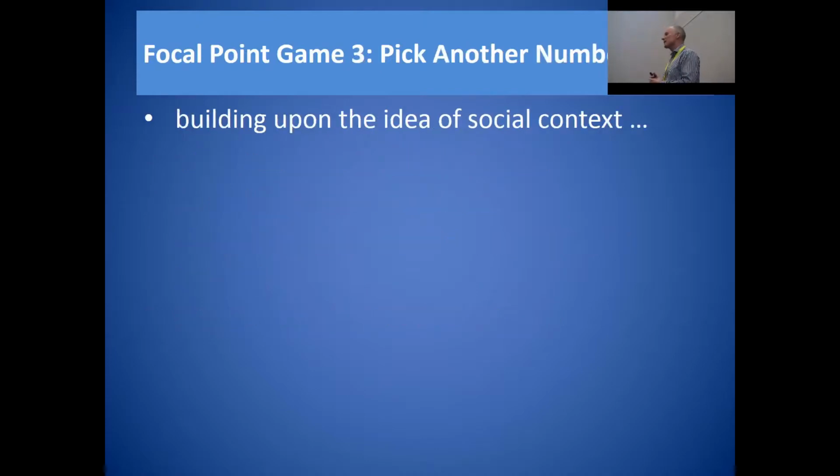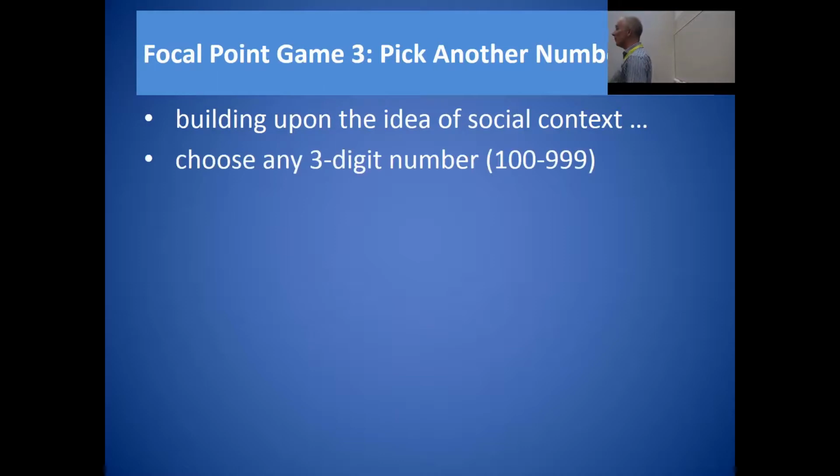So, another game. Again, it's building upon this idea of social context. And I'll show you in a moment why I'm saying that. Exactly the same game where we've got to pick a number, and if our numbers coincide, we both win. This time though, rather than choosing numbers between 1 and 9, I want you to choose any 3-digit number, anywhere between 100 and 999.